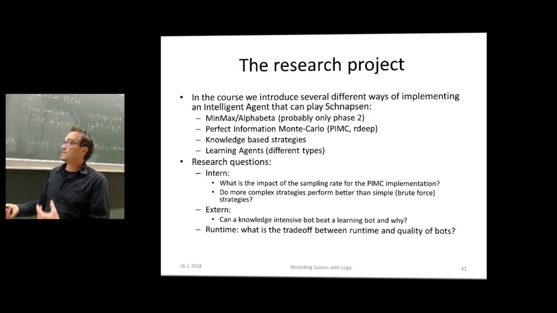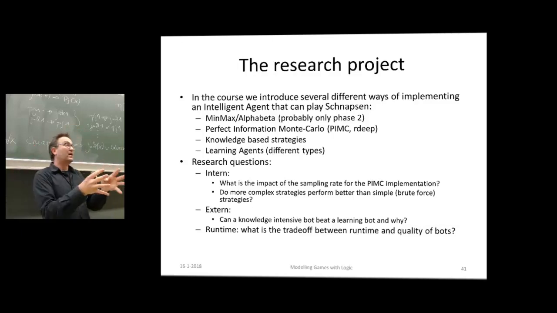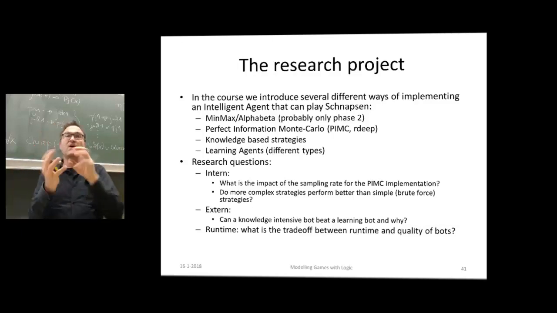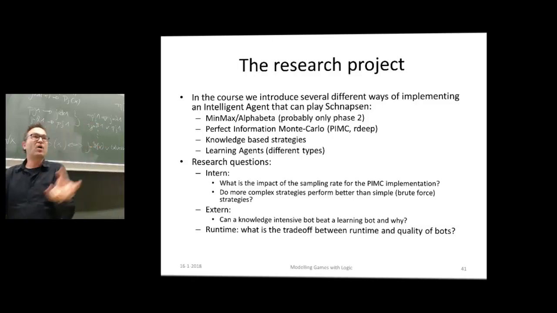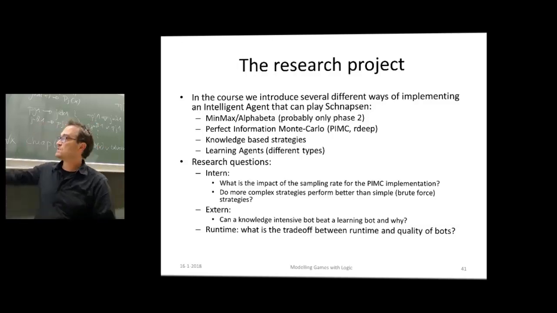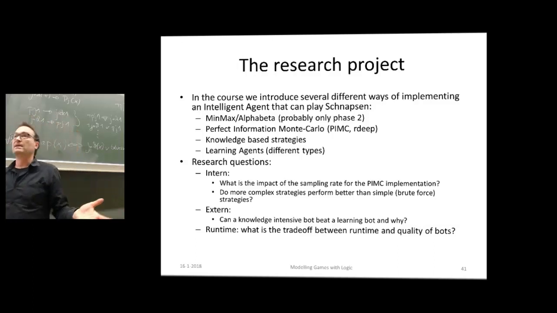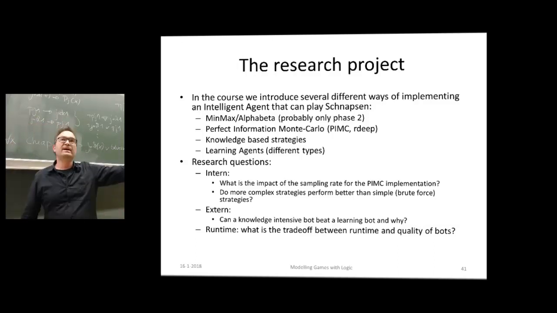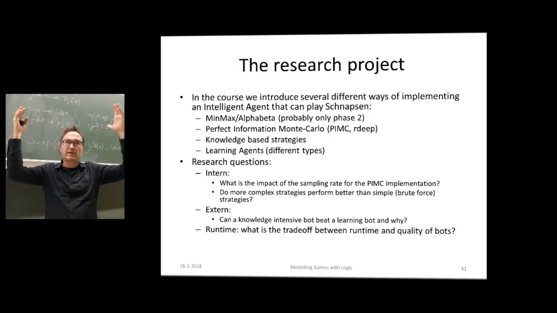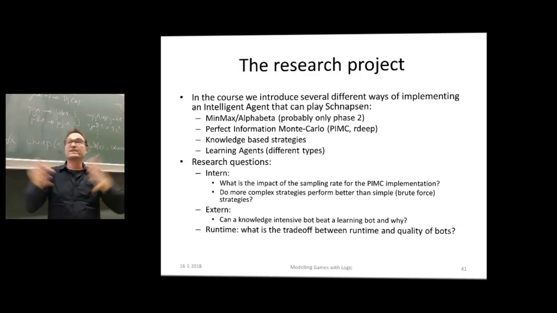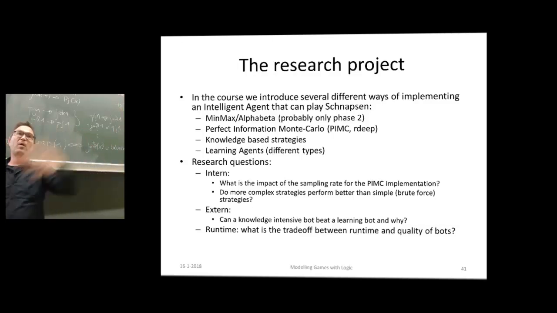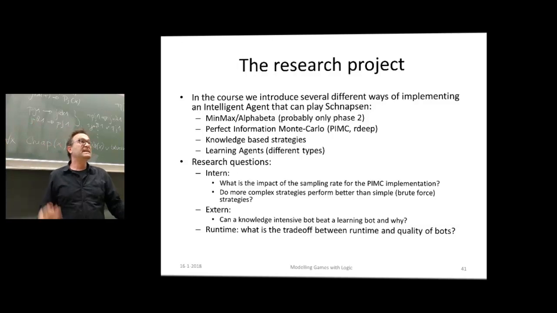And then the question is, you could compare different properties of a type of agent. So you could, for example, look at what is the impact of the sampling rate of the PIMC. So if instead of 100 rollouts per node, I do 1,000, it will probably take 10 times as long, but is it worth it in terms of performance against the other?